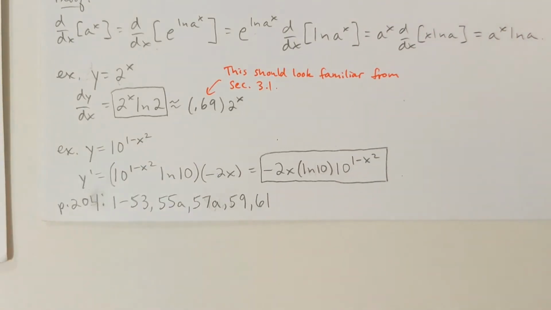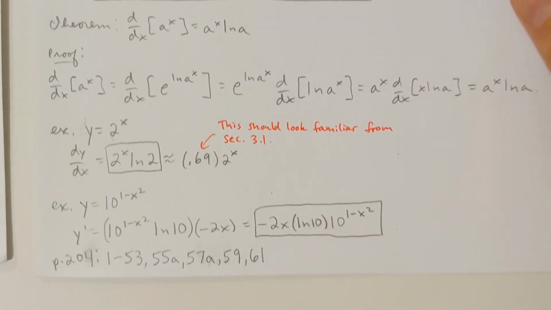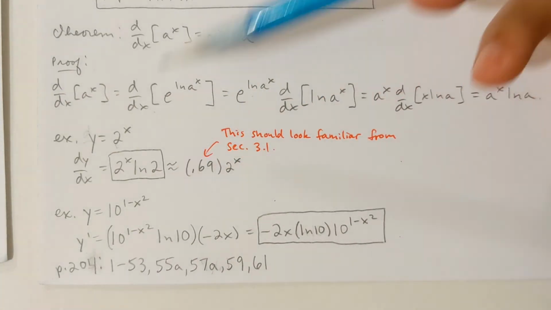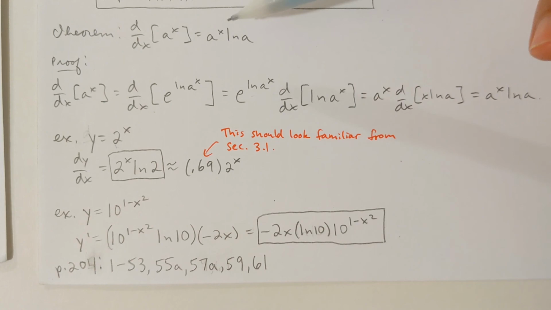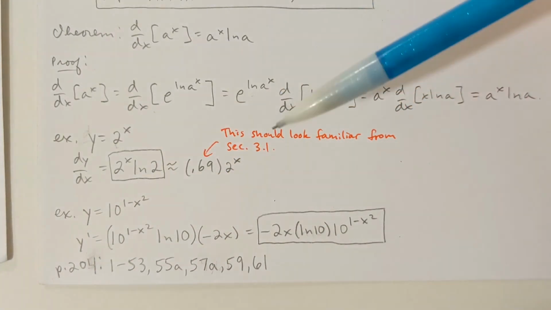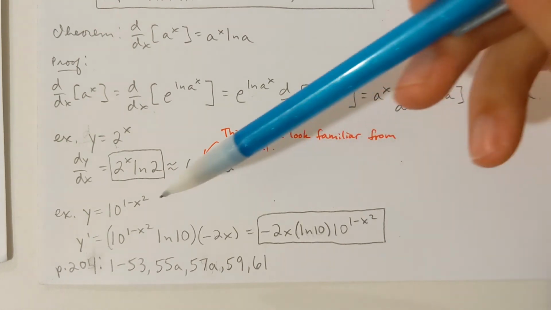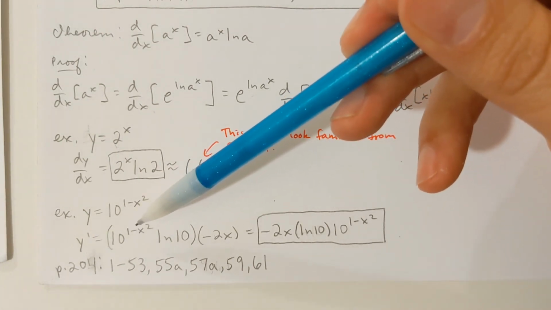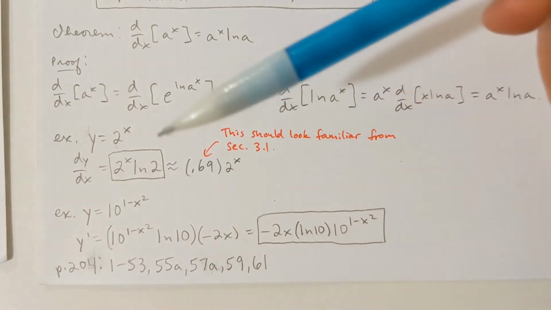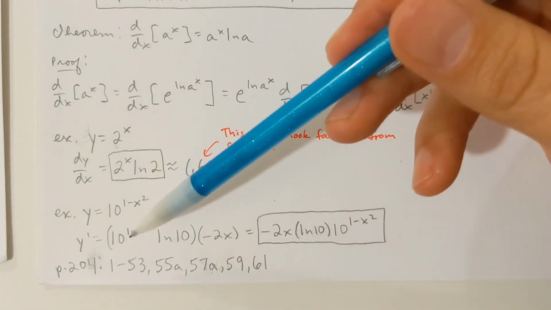Here's one more example. How about y equals 10 to the power 1 minus x squared? That means a chain rule. Well, the derivative of 10 to the x would be 10 to the x times ln 10. Now I don't have 10 to the x. 1 minus x squared is inside of that function. So I'm going to ignore that exponent and just begin as if I were differentiating 10 to the x.